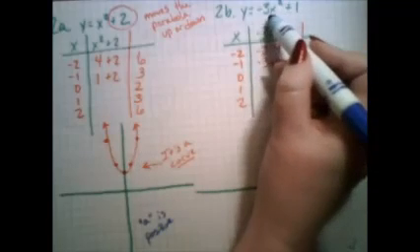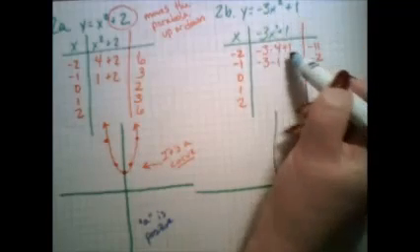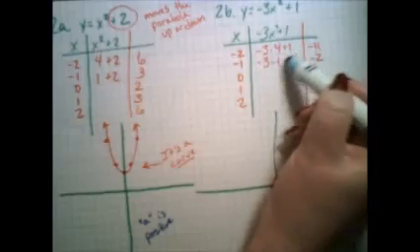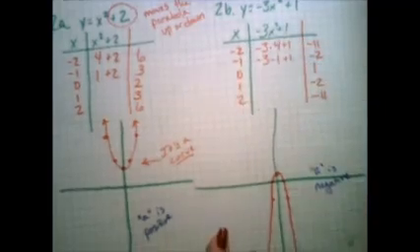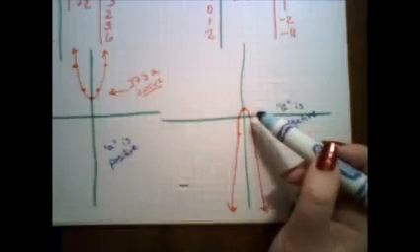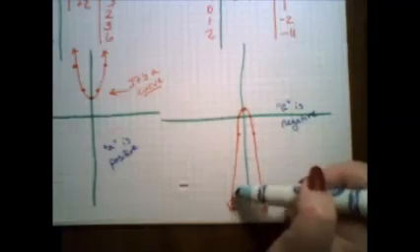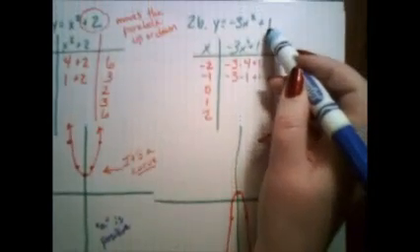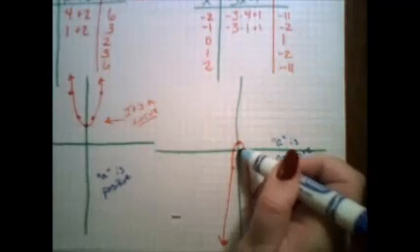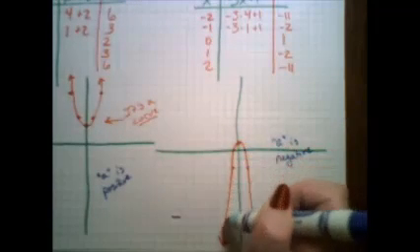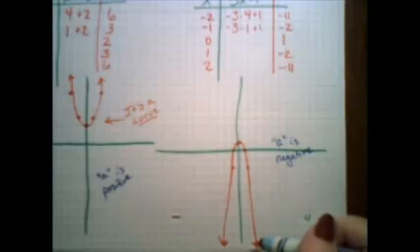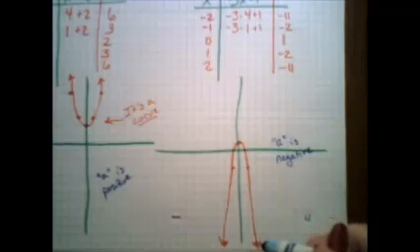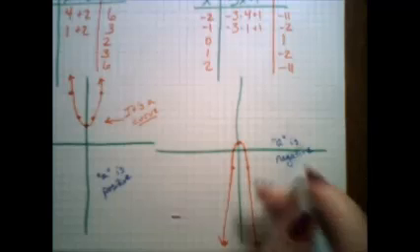For y equals negative 3x squared plus 1, we've made our calculations. We've got our points. A is negative, so it's facing downward. C is plus 1, so the vertex goes up 1, but it still is pointing down. Okay? Please make sure you ask any questions if you have any issues with this.